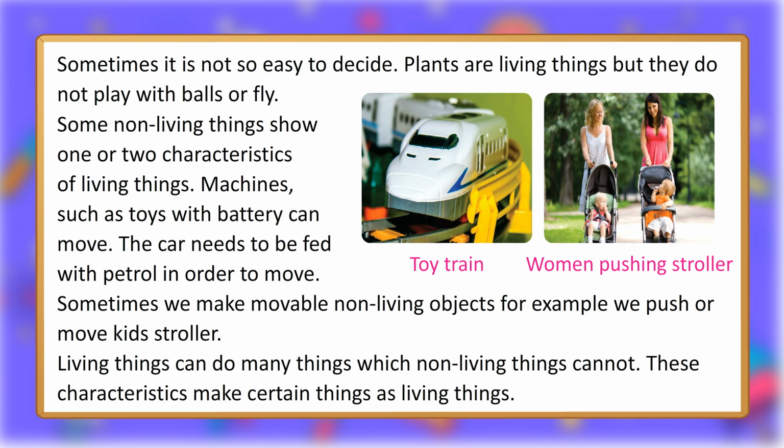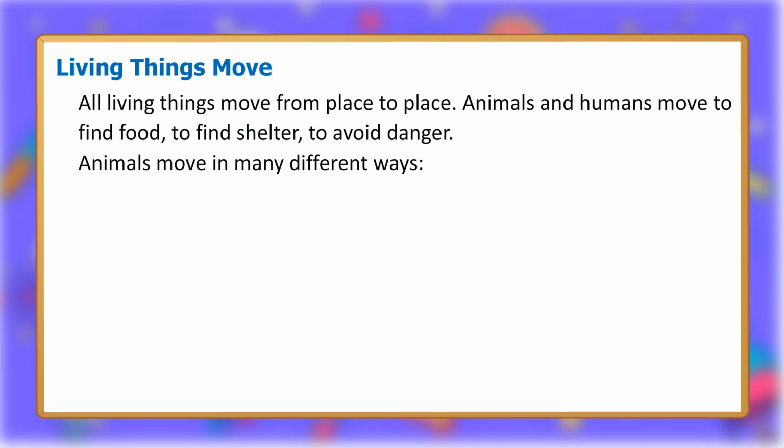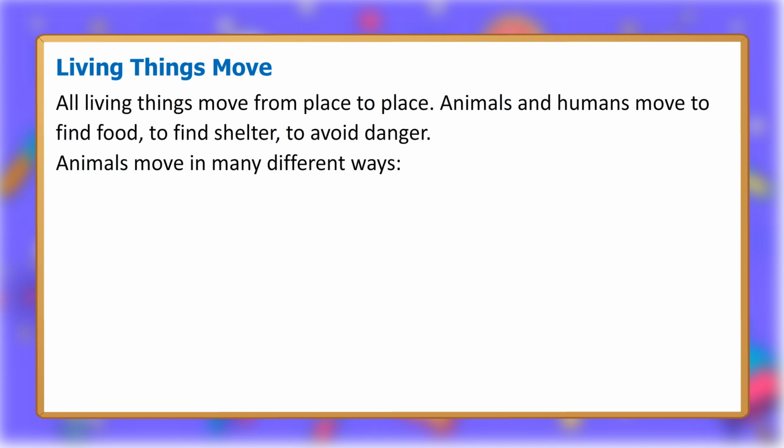Living things can do many things which non-living things cannot. These characteristics make certain things living things. Toy train. Woman pushing stroller. Living things move. All living things move from place to place. Animals and humans move to find food, to find shelter, to avoid danger.